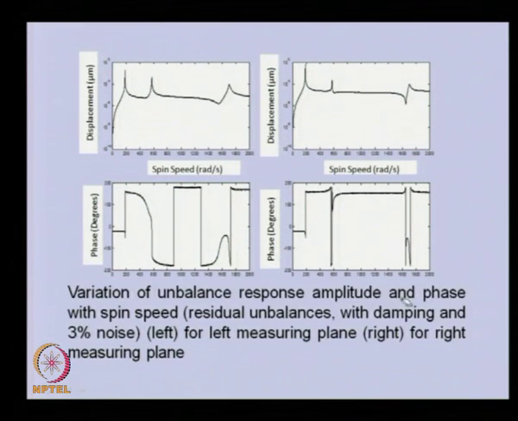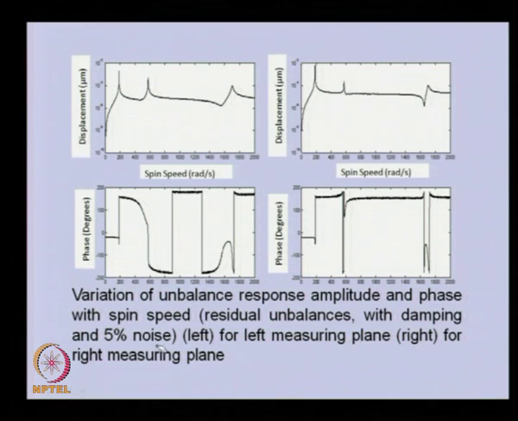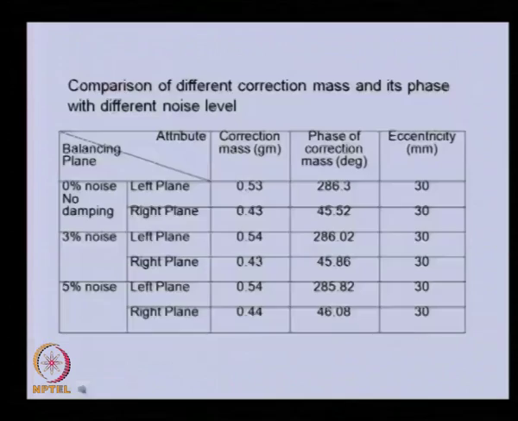This is with the damping, and some noise also we added. So, you can see some haziness of the response, which is because of the 3% noise added into the system. And in this, the addition of 5% noise, higher noise, you can see the change of the signal because of the more noise in the system. So, basically this addition of noise will show what is the effect of this particular noise on the estimation of the residual unbalance, or on the balancing of the rotor.